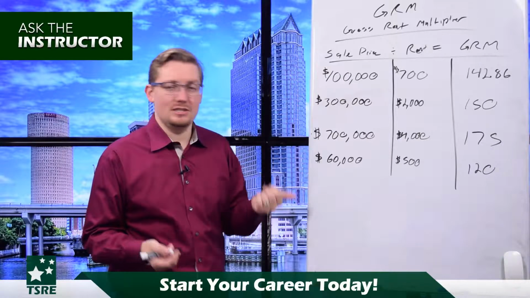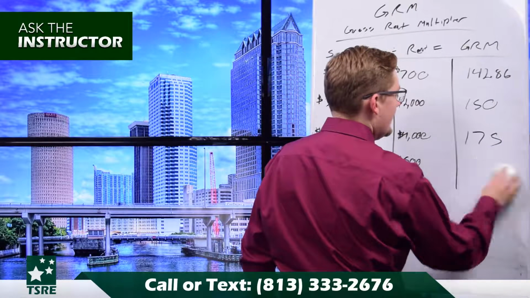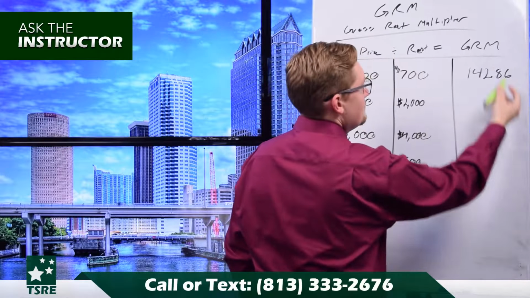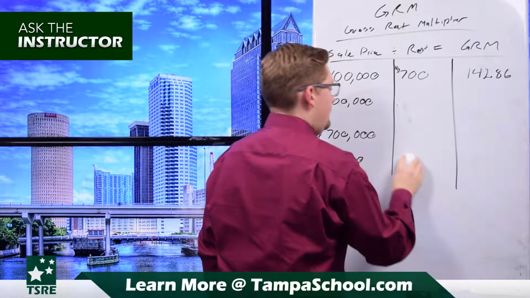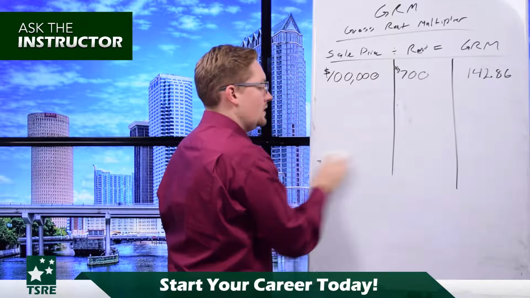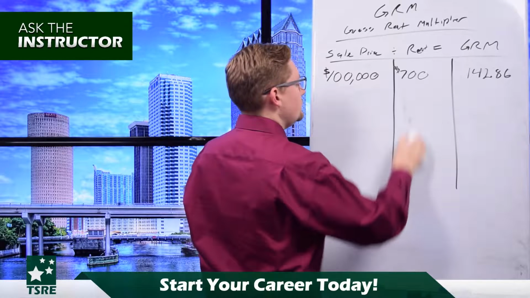Now, if we're using properties that are this across the board, from a $60,000 property to a property that's over 10 times that much at $700,000, this isn't how you're supposed to use this calculation, because you're going to end up not getting an average gross rent multiplier for that particular type of property, which is ultimately what we're looking for.